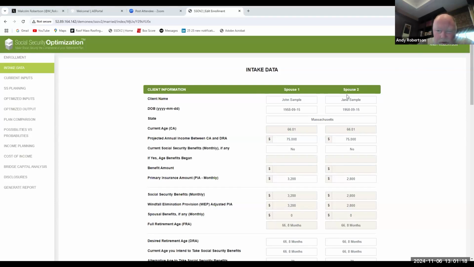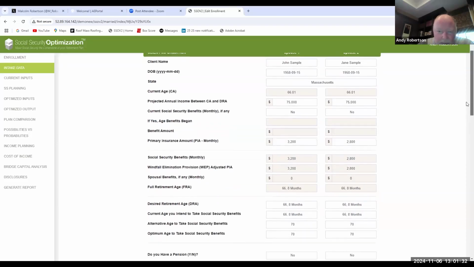But you can see here, this is John and Jane Sample, Massachusetts. They're both currently 65. Their primary insurance amounts are $3,200 and $2,800, right? So these are the very same PIAs I used in the case study that I just went through in the PowerPoint. And then what we're going to look at here is a couple different scenarios.